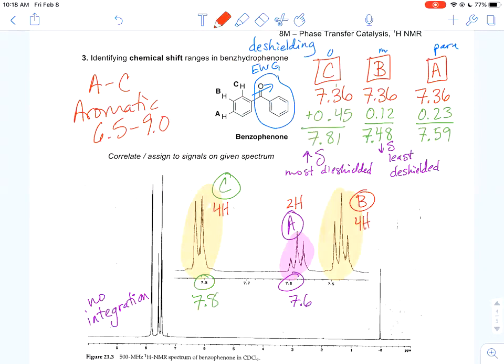We were expecting it at 7.59. It shows up at 7.5, okay, ish. So we can see the relative relationship between each of those, and I hope you find that very useful.